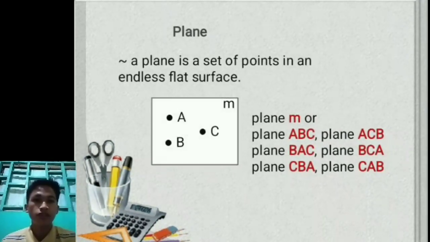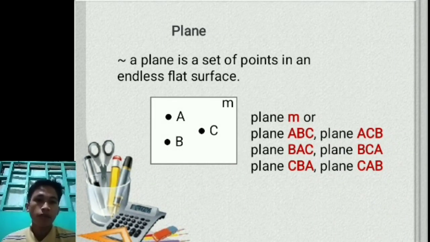Now let's proceed to the plane. A plane is a set of points in an endless flat surface. So, for example, we have a square, and inside the square, we have 3 points, point A, point B, and point C. So, we have plane M, or plane ABC, plane ACB, plane BAC, plane BCA, plane CBA, and last is plane CAB.